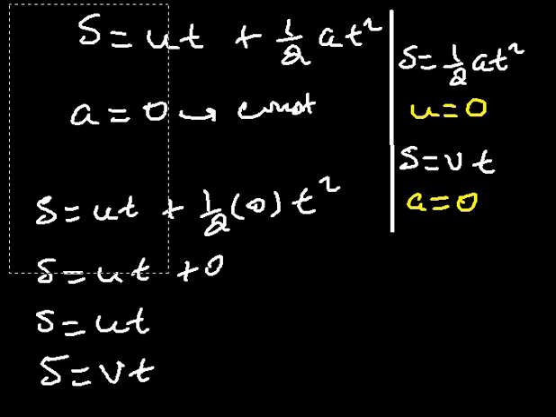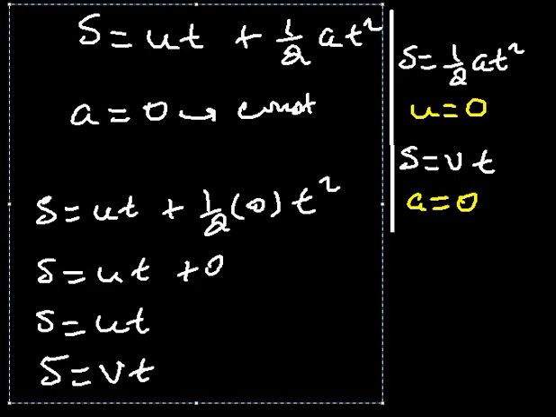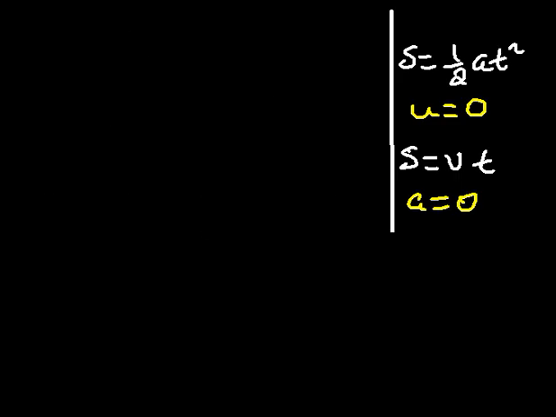So you need to understand that in that case, whenever the object starts from rest, the displacement formula will be given as this, since the initial velocity is 0. And whenever the object is moving at constant speed, it means the acceleration will be 0. Hence, the displacement formula will be given as vt. So take note of that.